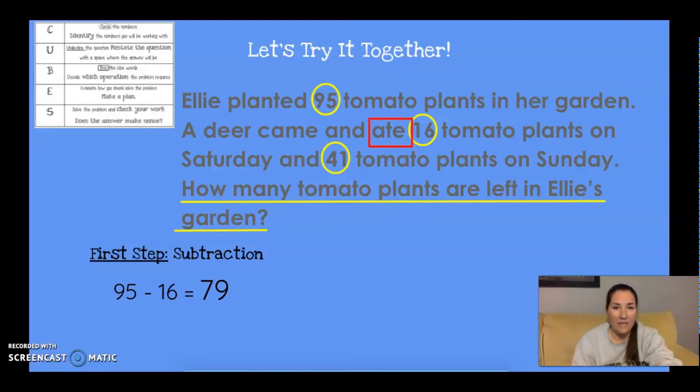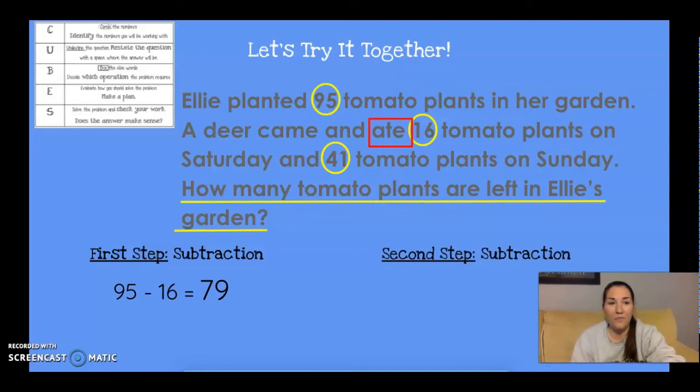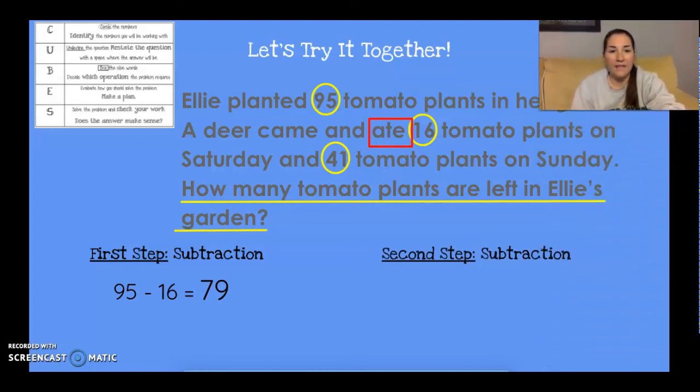but I'm not done because I want to know after the weekend how many tomato plants are left after Saturday and Sunday. So think about what your next step might be. So my next step, again, it says that they ate 41 tomato plants on Sunday. So if the deer are eating them, I'm going to have to do subtraction. And think about what subtraction equation you would use.